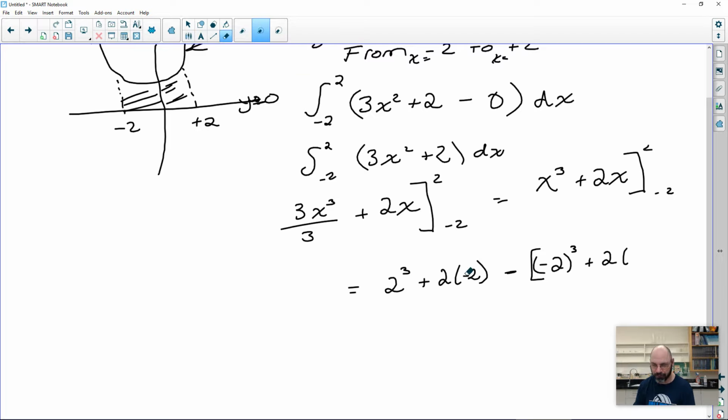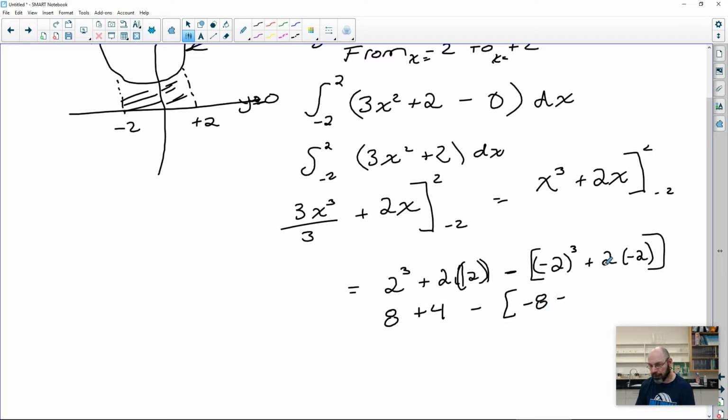I put the -2 in there. Getting rusty here, right? We're doing 2 for the first one, not -2. My mistake. Should be a 2 in there, right? Because that's the first one. -2 goes here. My mistake. Okay, so 2 cubed is 8 plus 4 minus -2 cubed is -8 minus 4. So we've got 12 minus a -12. So that's going to give us 24 units squared.